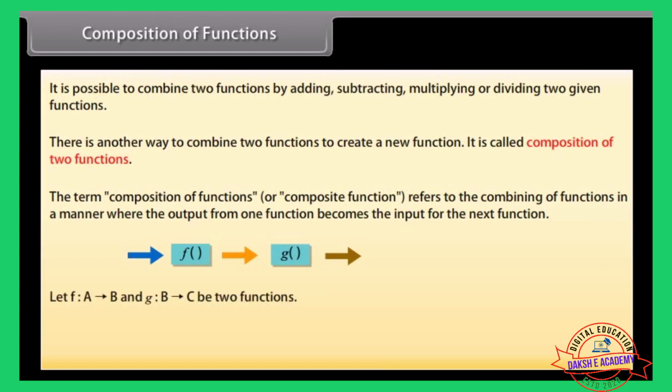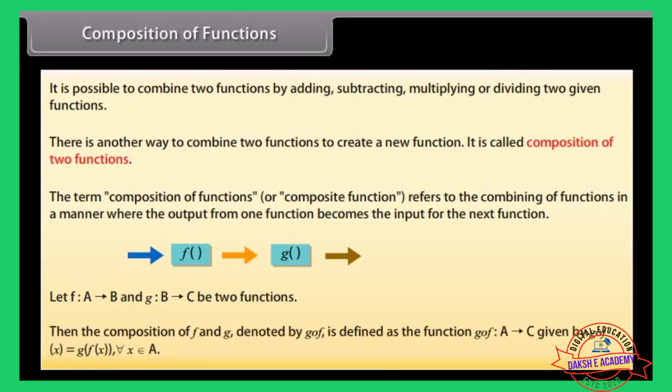Let function f from A to B and function g from B to C be two functions. Then the composition of f and g, denoted by g of f, is defined as the function g of f from A to C given by g of f of x is equal to g of f of x for each x belongs to A.